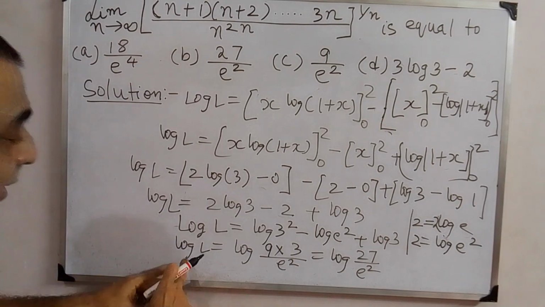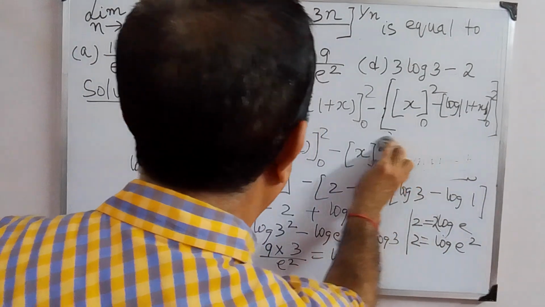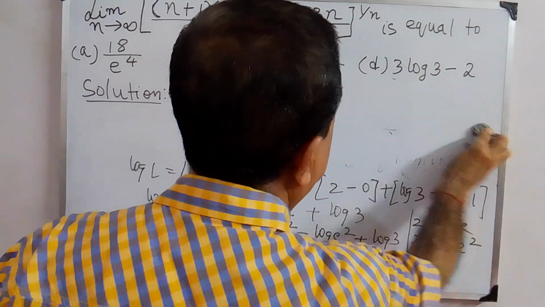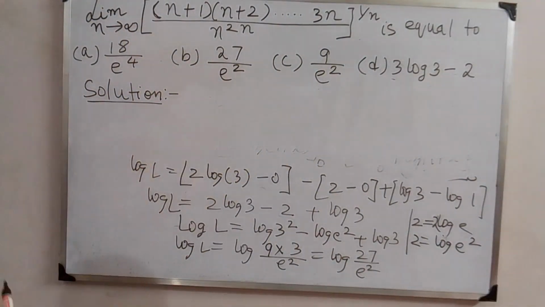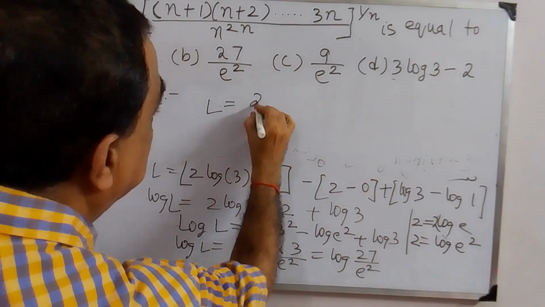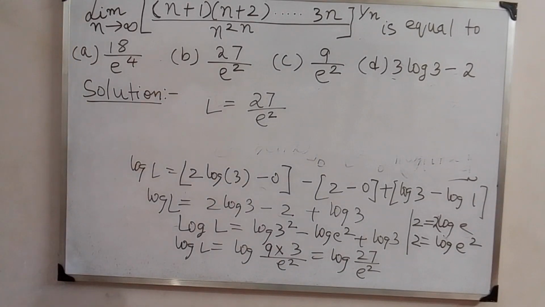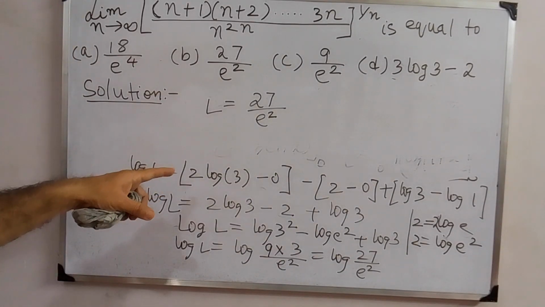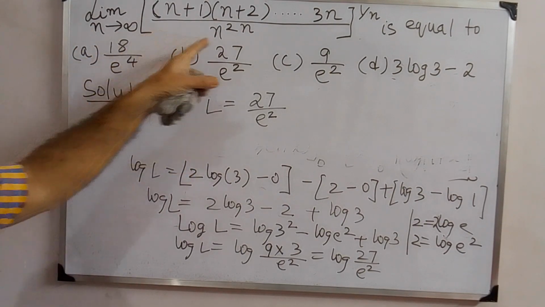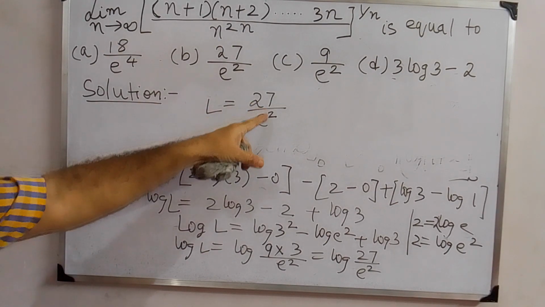Now remove the log from both sides, because log L is equal to this. So what will be the value of L? Removing the log from both sides, L is equal to 27 divided by e squared. This was the limit I have taken, L. So the value of the limit I am getting is 27 by e squared.